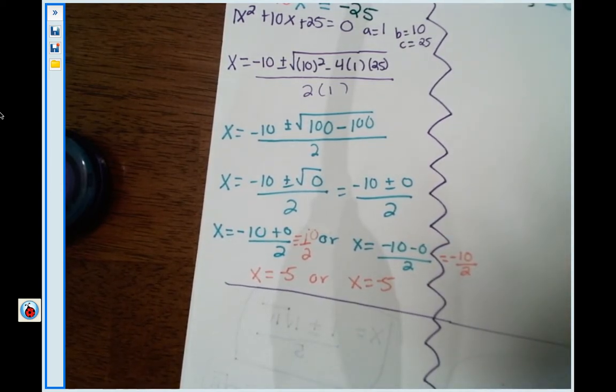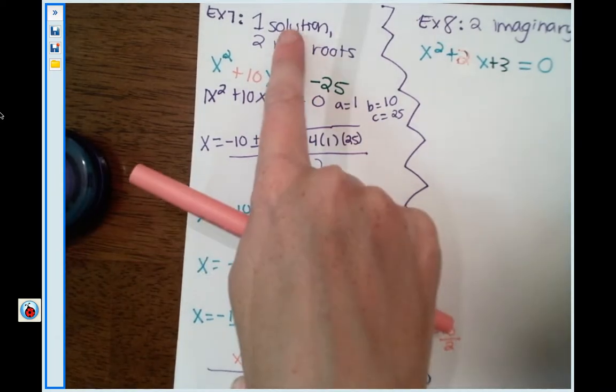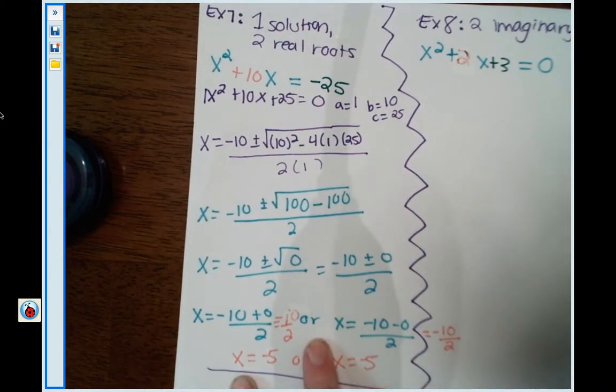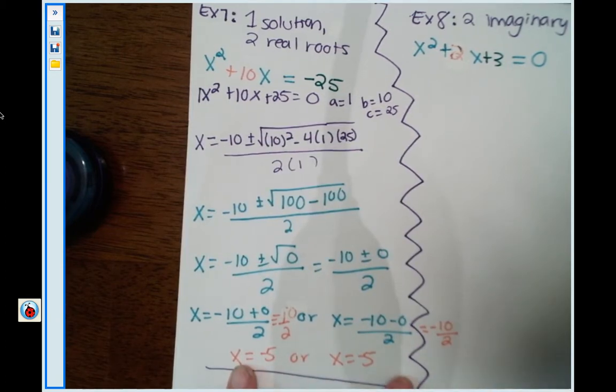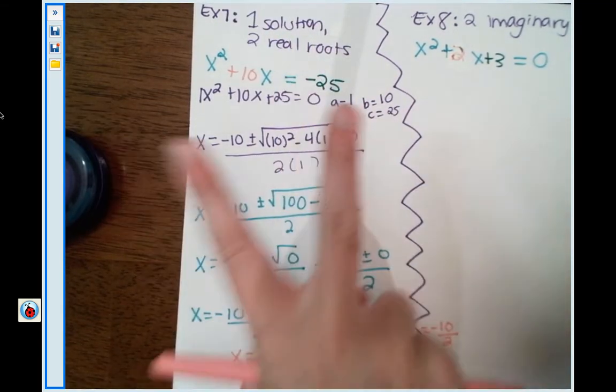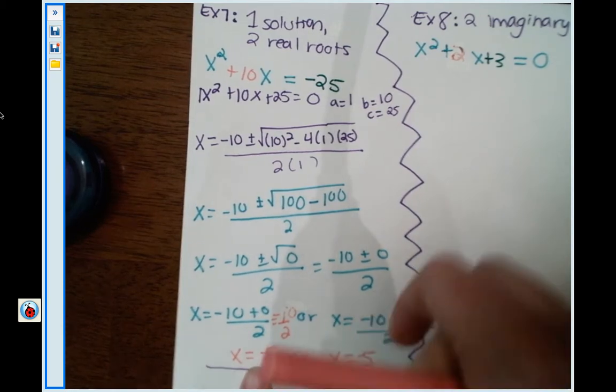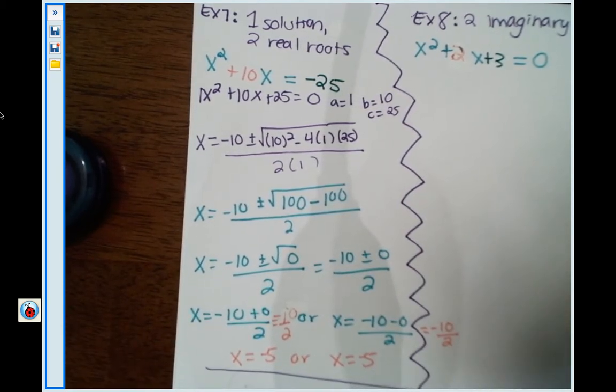Do you guys see that we did get two answers, but they were the same answer? So this means we have only one solution because we only had one kind of answer. There weren't any different answers, just the same one, negative 5 and negative 5. Now, this does count 2 times though. So it's one solution, but it counts as 2 real roots. And if you think back to our first section on polynomials, this is called a double root.